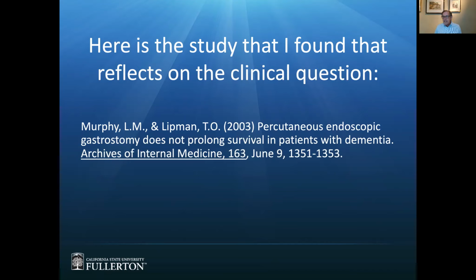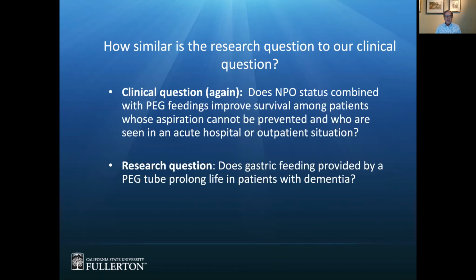And here they give us the answer. They don't ask the question. Percutaneous endoscopic gastrostomy, i.e. PEG, does not prolong survival in patients with dementia. Now, when we talk about the nature of the population, we're going to address this dementia issue quite a bit. It was in Archives of Internal Medicine, what was that, 18 years ago, I guess. It changed the way I thought about it quite a bit at that time.